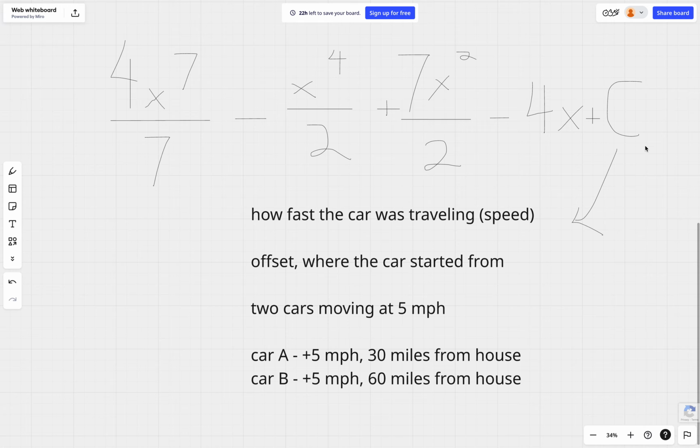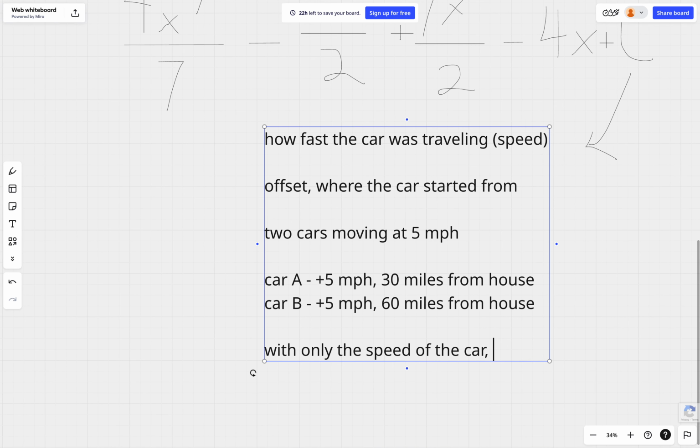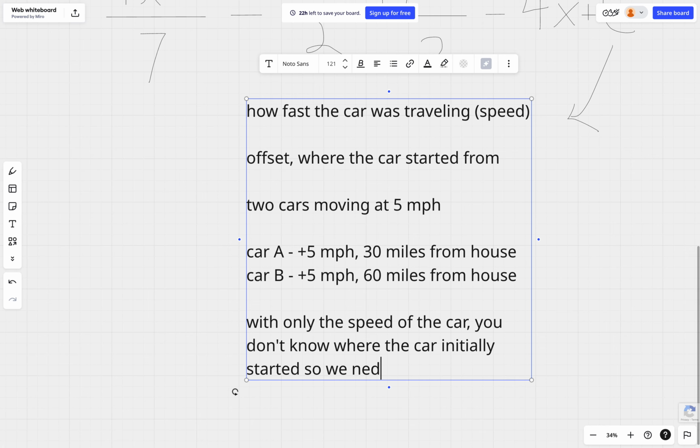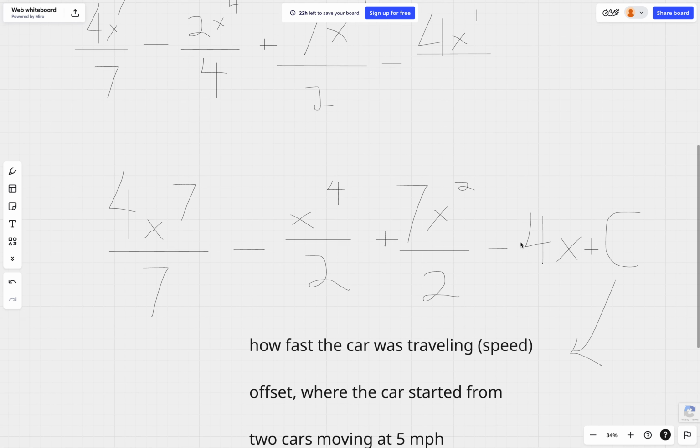And that's why this is important. In other words, with only the speed of the car, you don't know where the car initially started. So we need the C constant at the end when we calculate the integral equation. That's pretty much it.